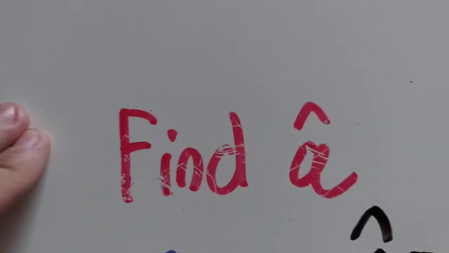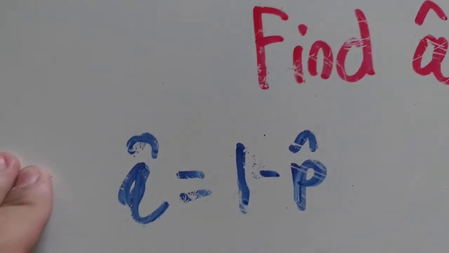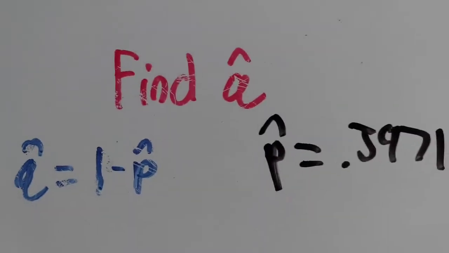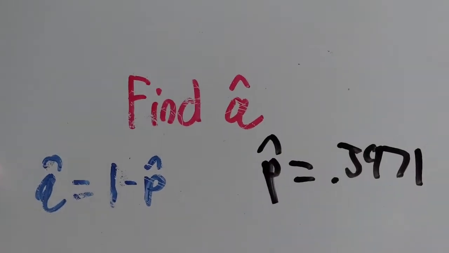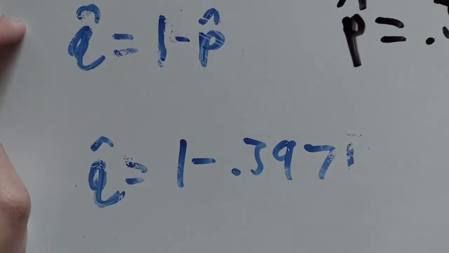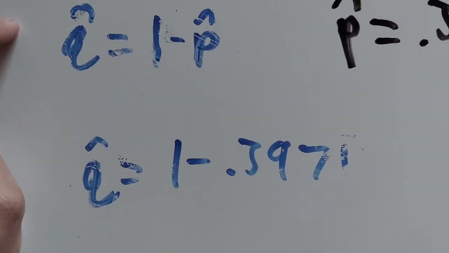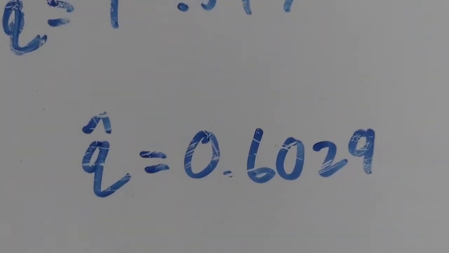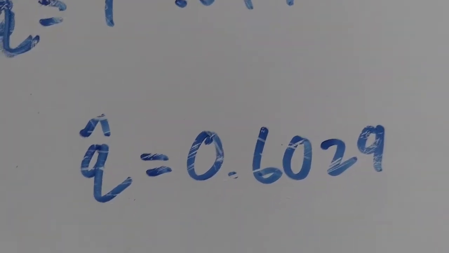Now we're going to find q hat. Q hat is just going to be q hat equal to 1 minus p hat. And as we just did, p hat is equal to 0.3971. So q hat equals 1 minus 0.3971. And when that's done, q hat is equal to 0.6029.